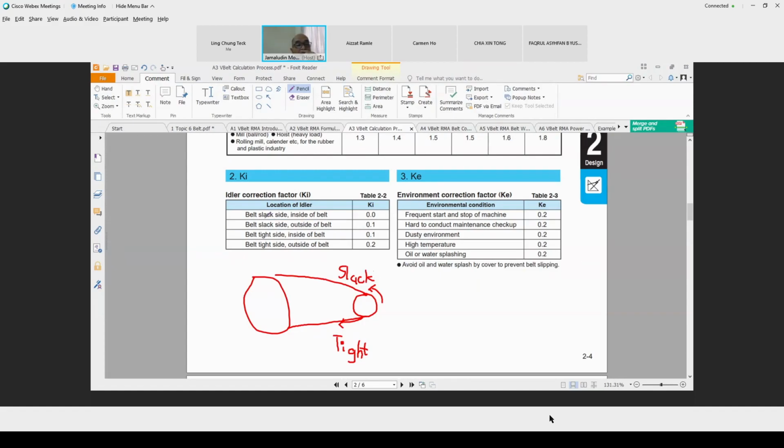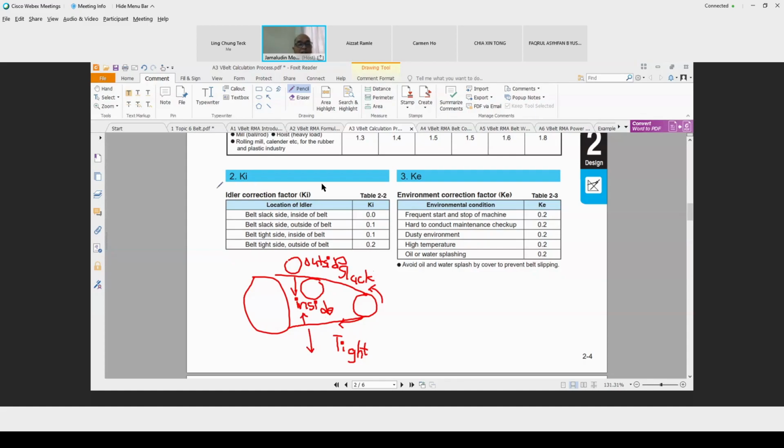Okay, if the idler is going to be at the slack side, that means on this one, you can place it inside the slack, or you can place it outside. This is going to be inside. This is going to be outside. Actually it's not recommended to put an idler on the tight line. It can be inside as well as outside.